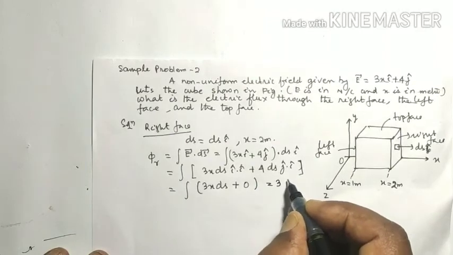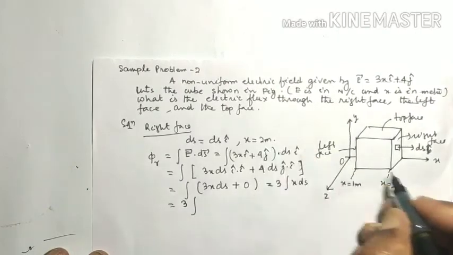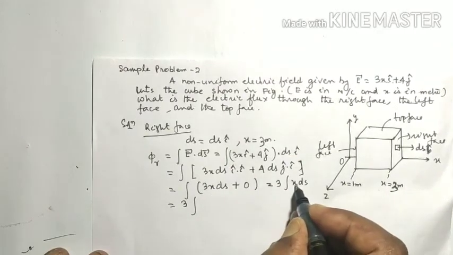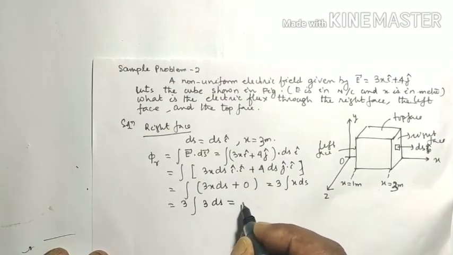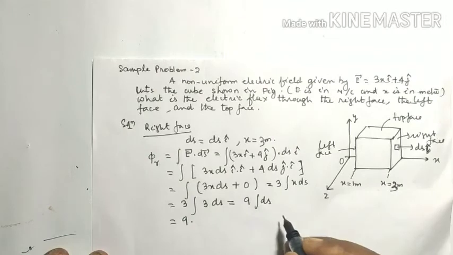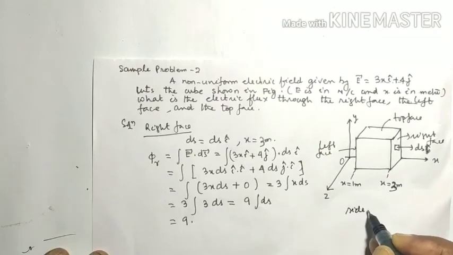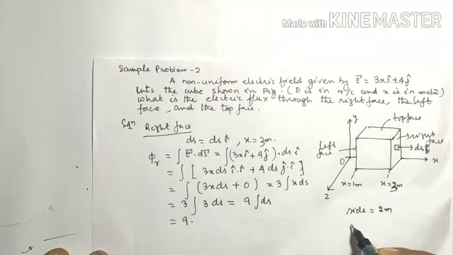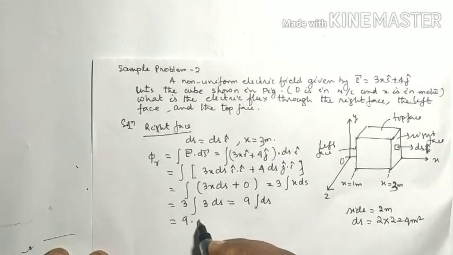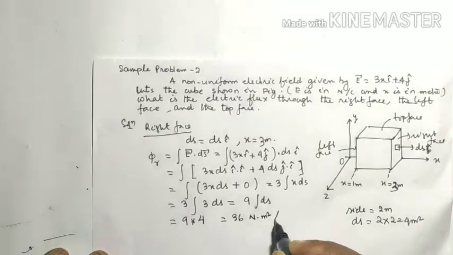This is equal to 3 integral of x ds. Here x is 2 meter, so 3 into 2 is 6, so 6 into integral of ds, that is 9 into integral of ds. So integral of ds means area of this face. Each side is 3 meter minus 1 meter, that is 2 meter. So area is 2 into 2, that is 4 square meter. So that is 4, and this is equal to 36 Newton square meter per Coulomb.